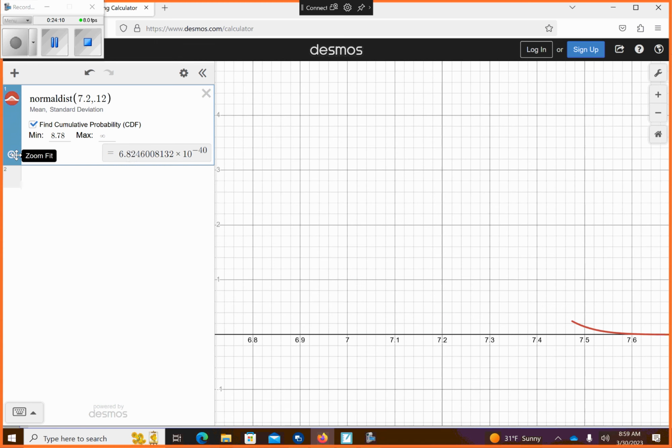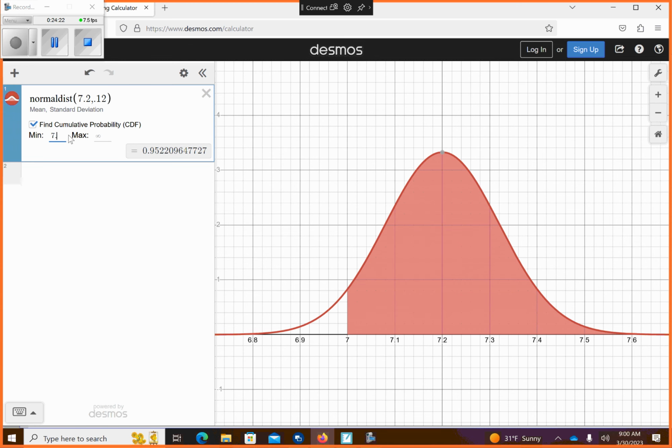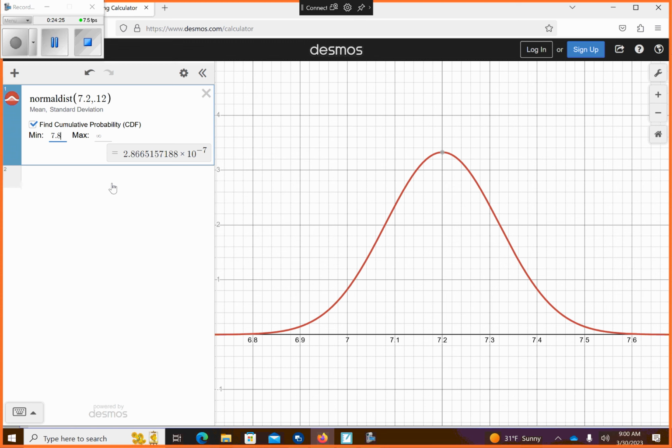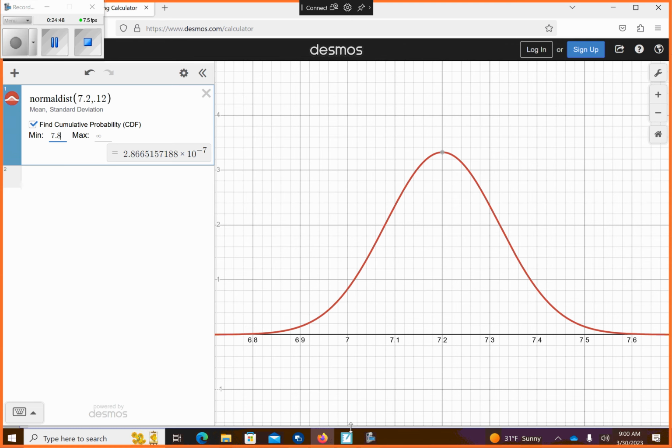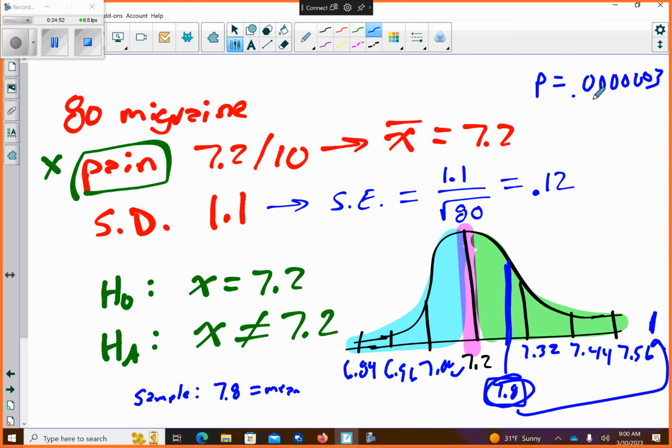Draw our normal distribution. Okay, that's what we have. And then we said that we had a 7.8. So 2.8 times 10 to the negative 7, which is 0.0000003. So this is going to show us our p-value. But this is a two-tailed test. I have to multiply this by 2, so 0.0000006. Okay, so this is my actual p-value.